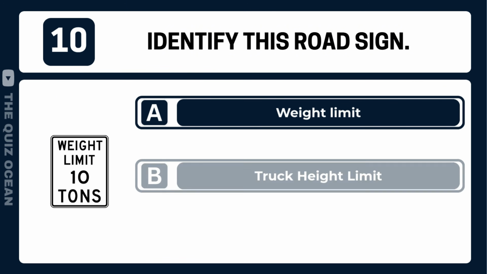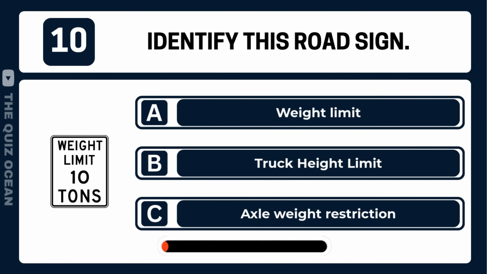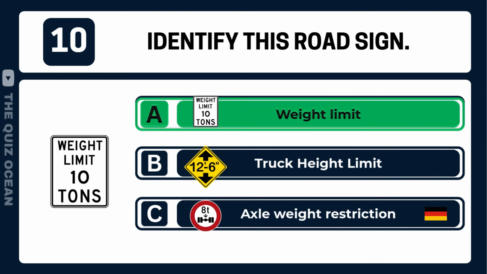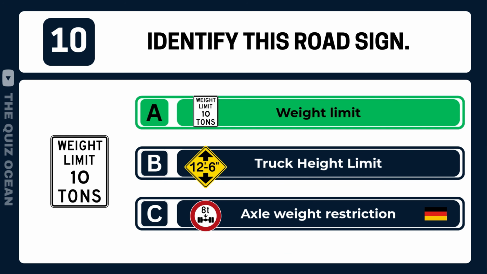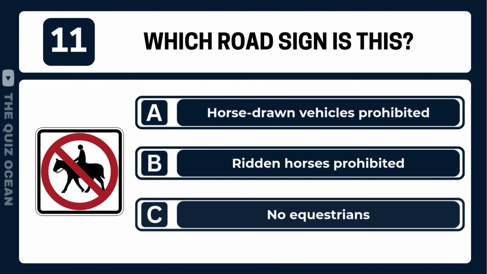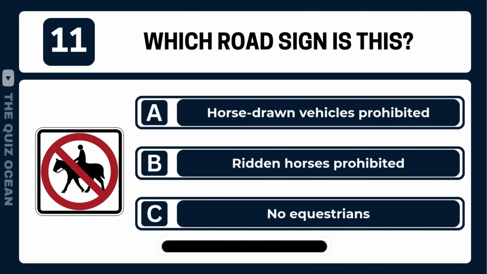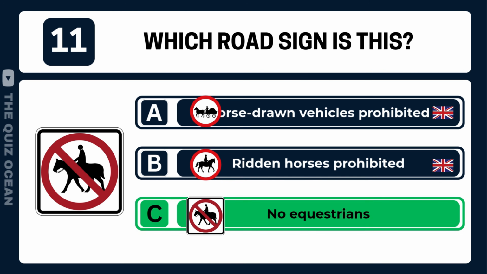Question 10. Identify this road sign. The answer is A. Weight limit. Question 11. Which road sign is this? The answer is C. No equestrians.